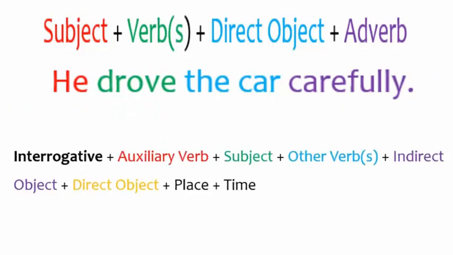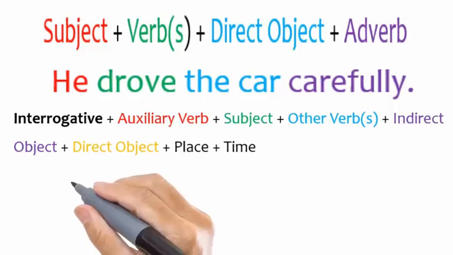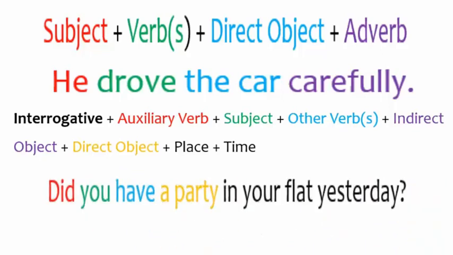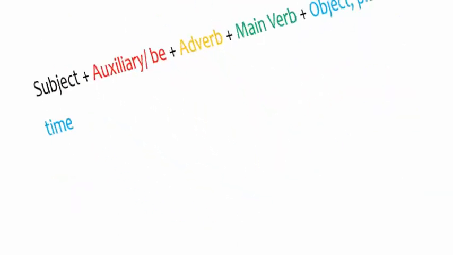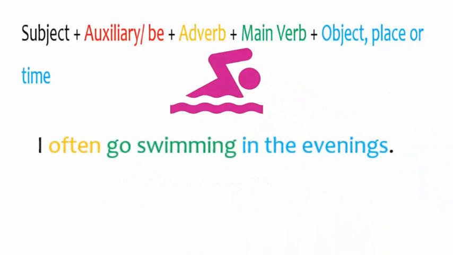In a question, the interrogative, like how or what, is placed first, followed by the auxiliary verb, the subject, then the other verbs, and then the indirect object, direct object, place, and then time. For example, "What would you like to tell me?" Or, "Did you have a party in your flat yesterday?" Adverbs of frequency are placed before the main verb, unless the verb is be. So, the order becomes subject, auxiliary verb or be, adverb, main verb, object, place, or time. As in the sentence, "I often go swimming in the evenings."